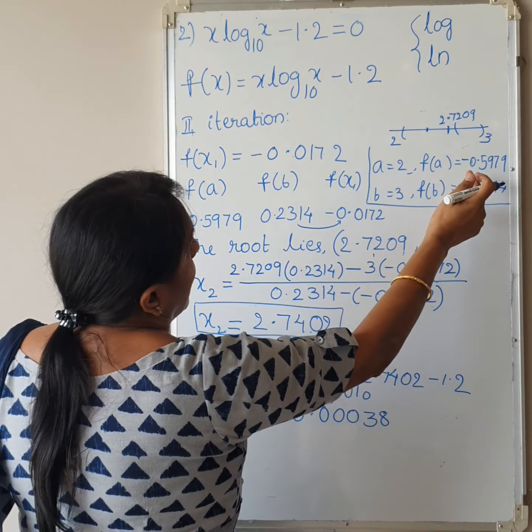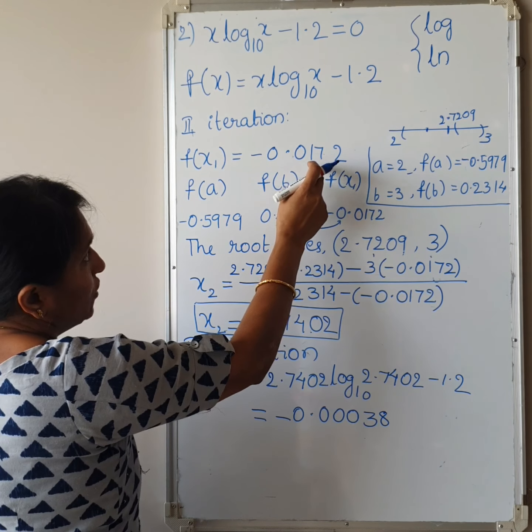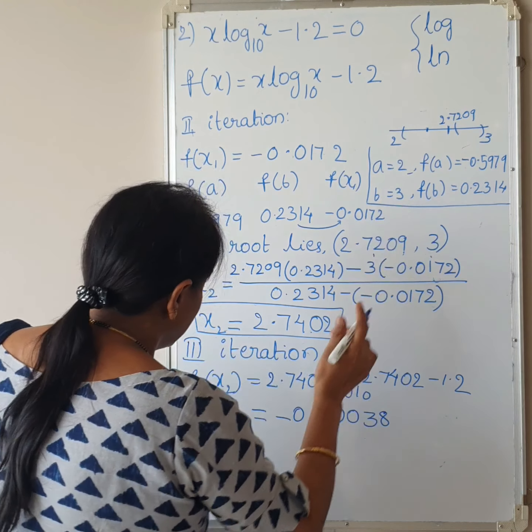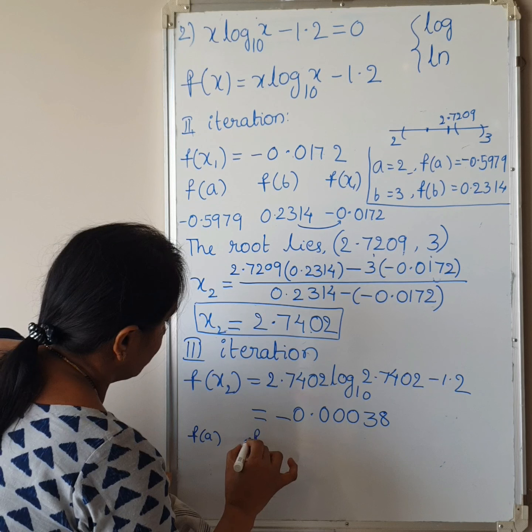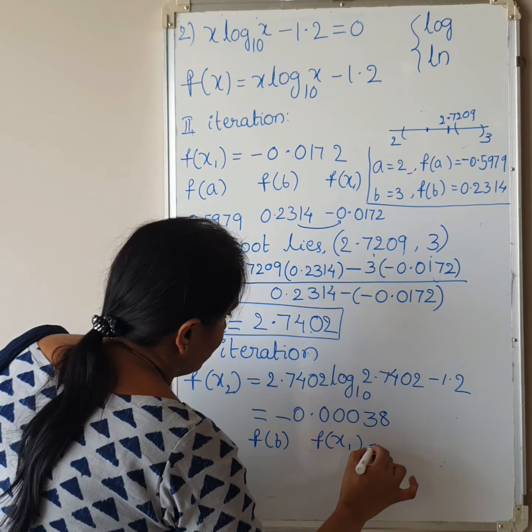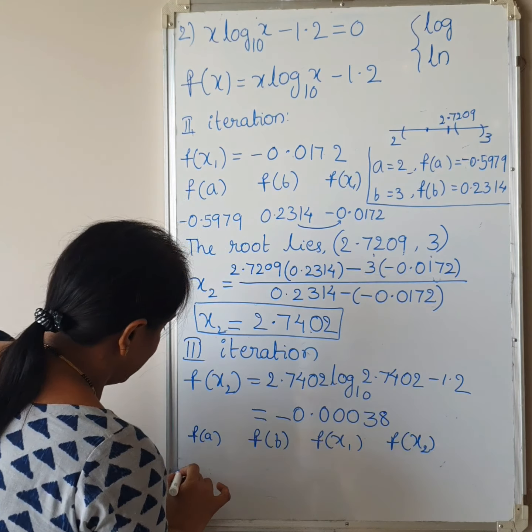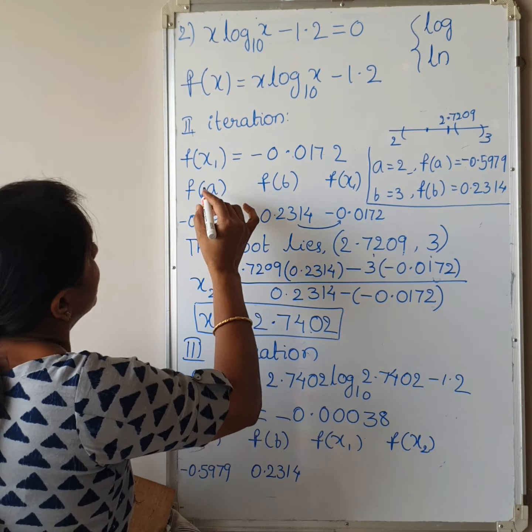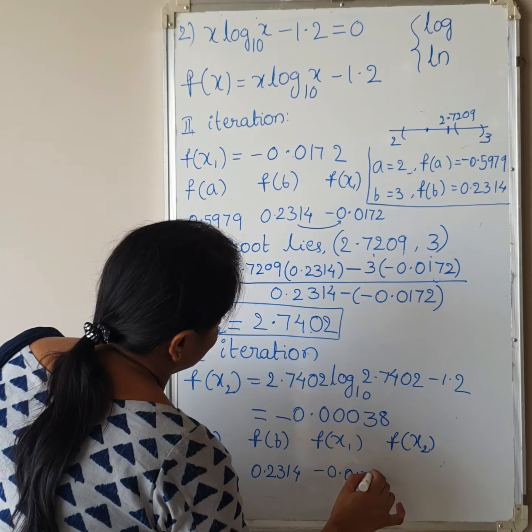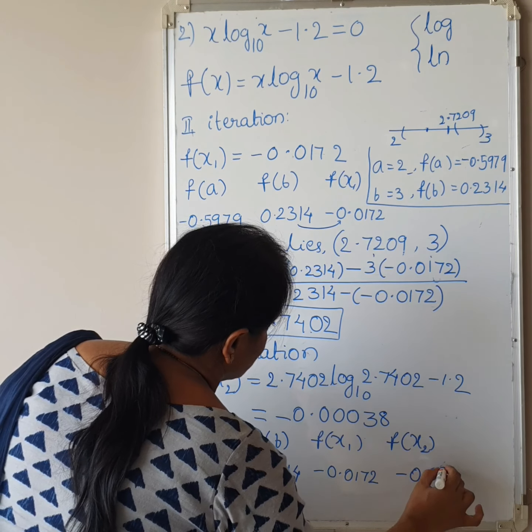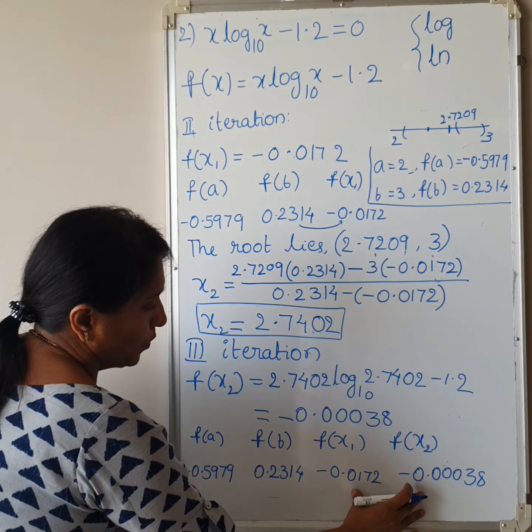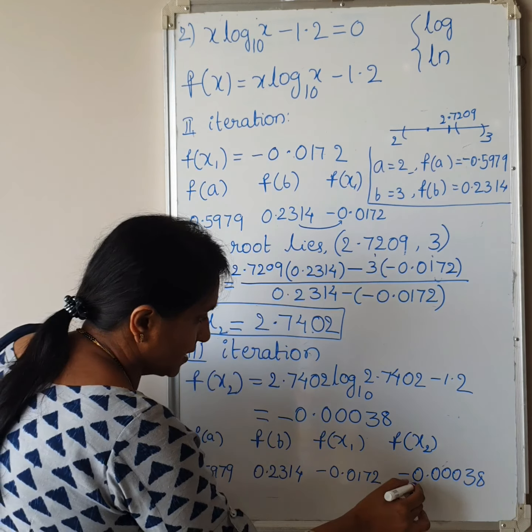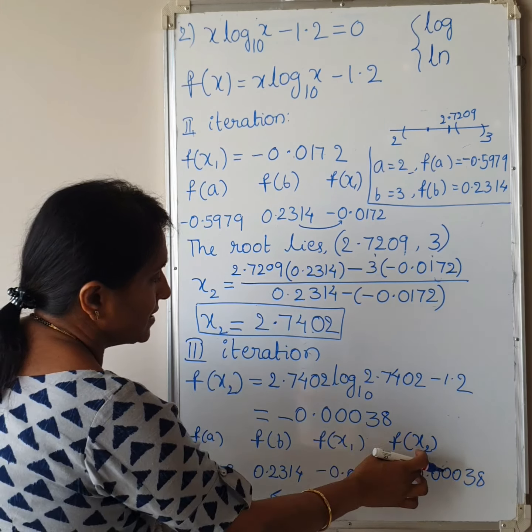F of x2 is negative and f of x1 is also negative. So you cannot take x1 and x2. So we have to go back, that is we need to consider f of b only. Here f of a is minus 0.5979, f of b is 0.2314, f of x1 is minus 0.0172, f of x2 is minus 0.00038. So these two both are negative, so you cannot consider these two. If it is negative, we have to go back, and whichever is positive, that we have to consider. So this is positive. Therefore root lies in this interval x2 b.